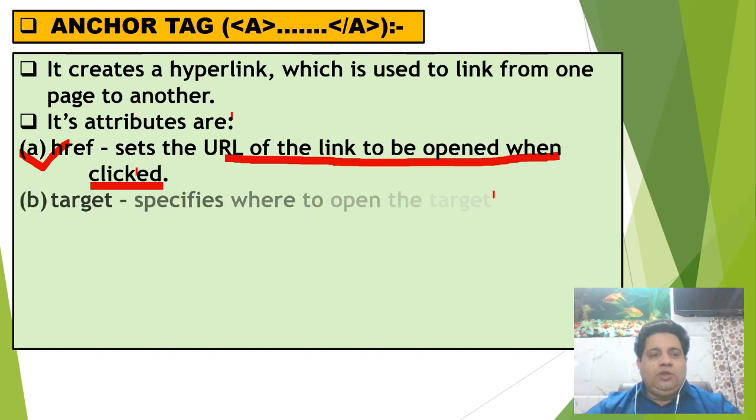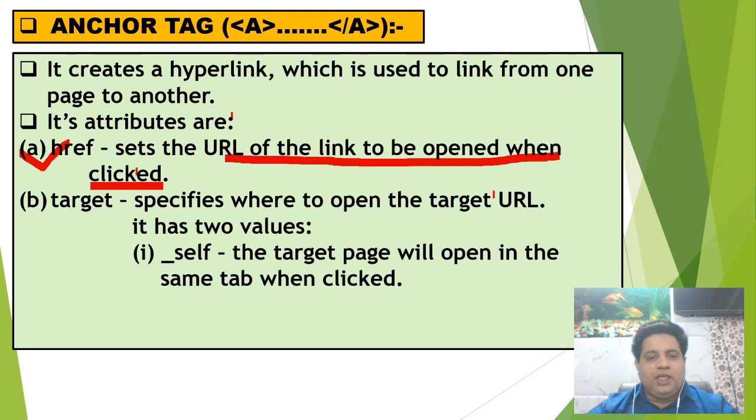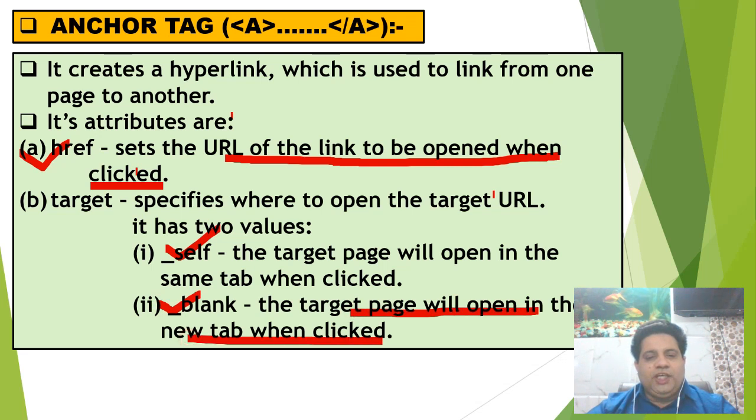Okay. Now then target. There are two values of target. One is underscore self. When you give self, the target page will open in the same tab only. And when you give underscore blank, the target page will open in a new tab. Suppose you want to open the link in a new tab, then you give the target attribute as underscore blank, and if you want to open that new link in the same tab, you give underscore self.